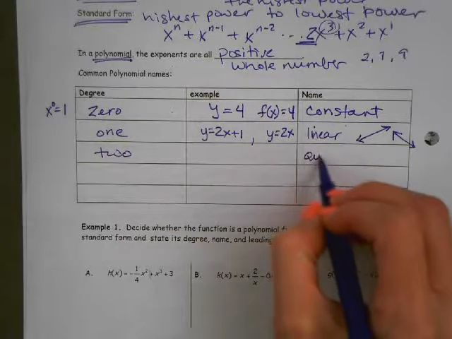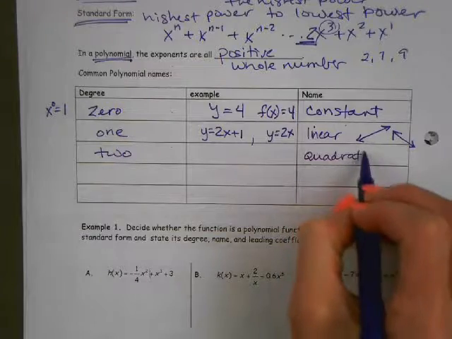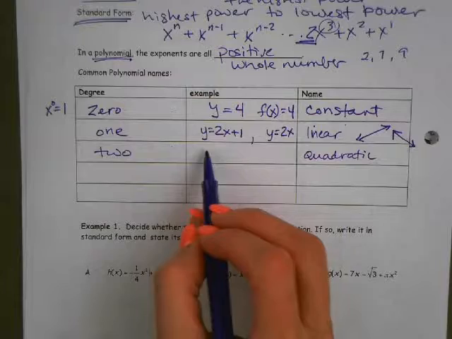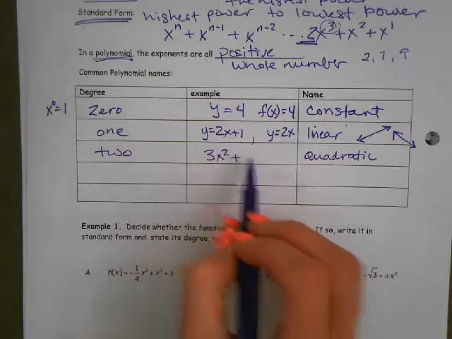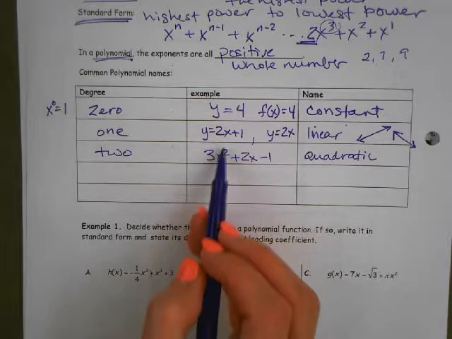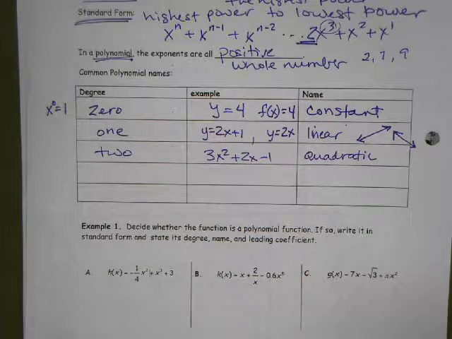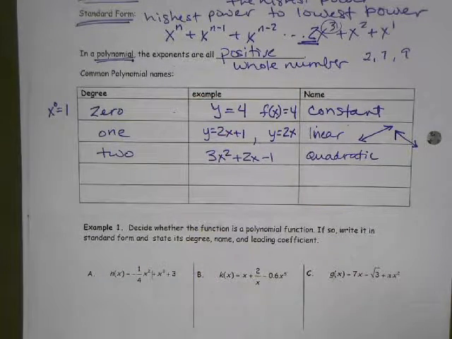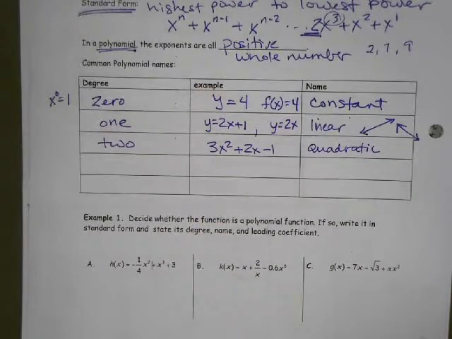Quadratic. Okay? So a degree of 2, so an example might be 3x squared plus 2x minus 1 or something. Okay, we have a degree of 2. See how the squared is the highest degree? That's a degree of 2. You guys remember what a quadratic graphs out to be?